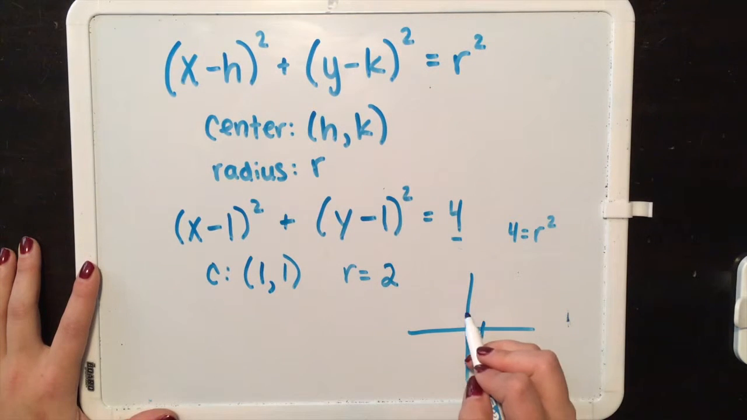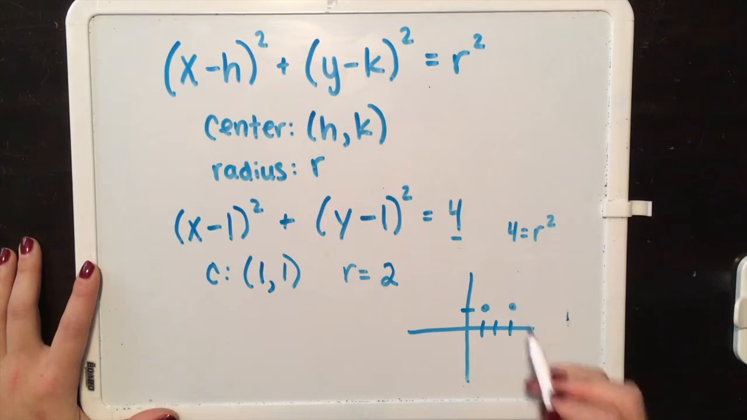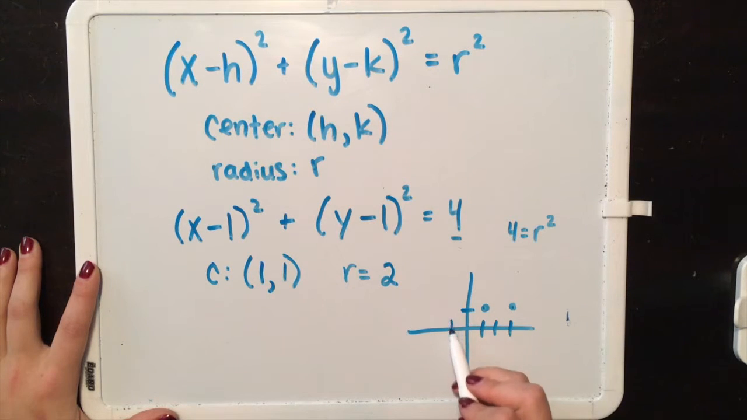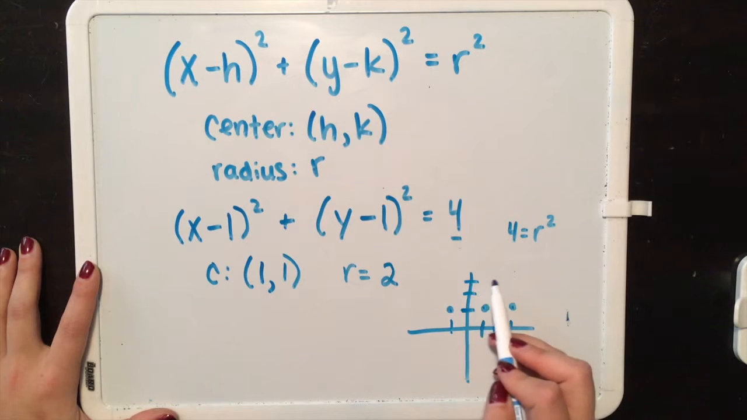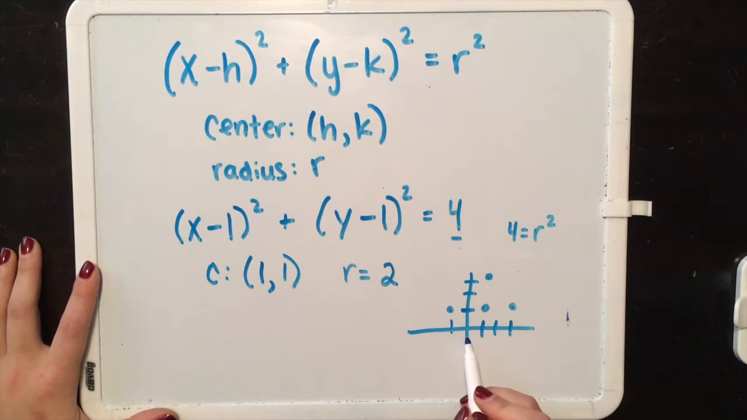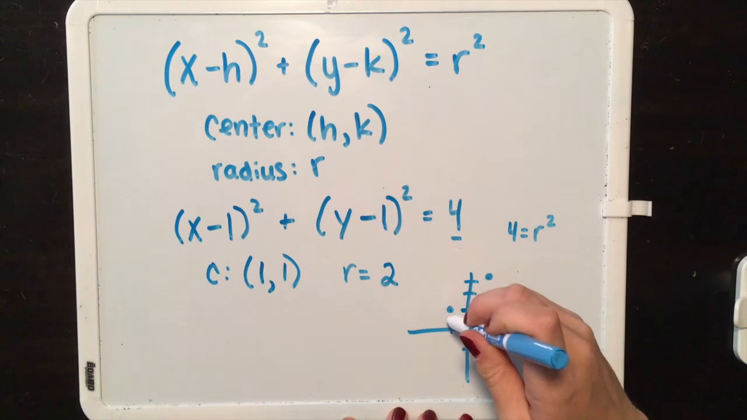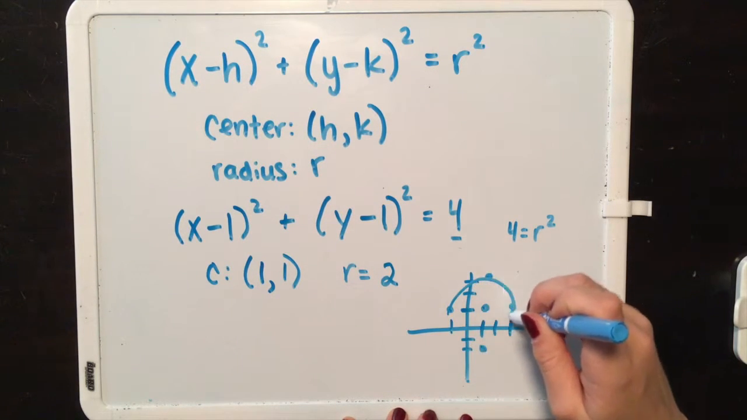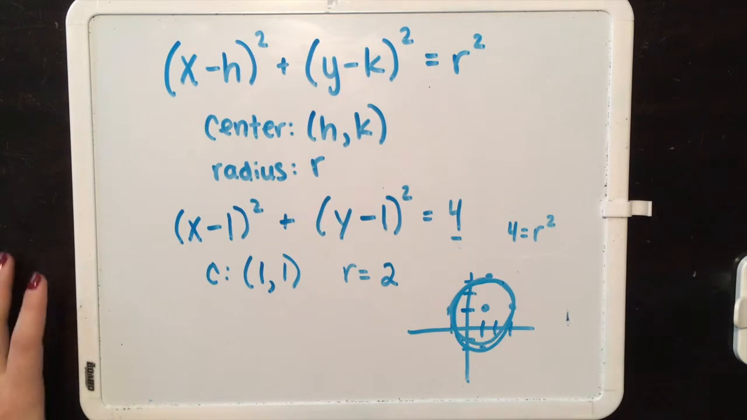So I go over 1, up 1, and that marks the center. And the radius is 2. So I can go over 2 to the right and plot a point, over 2 to the left, plot a point, up 2, and down 2. And those will mark the 4 corners of our circle, and you can connect them to form the equation of the circle.